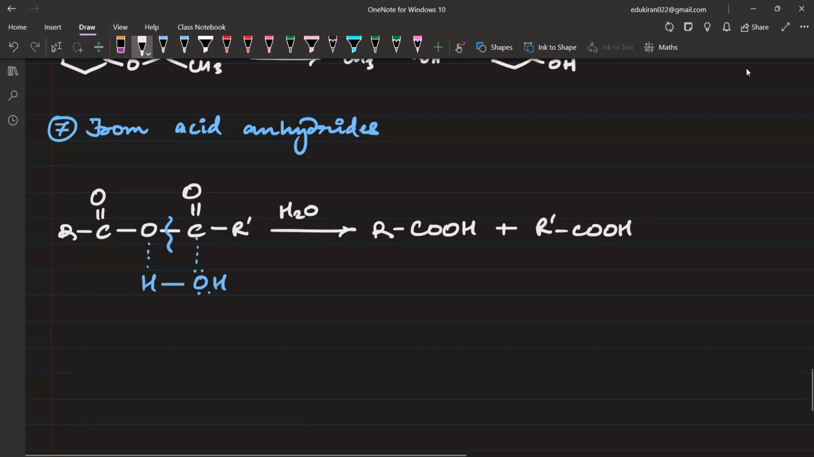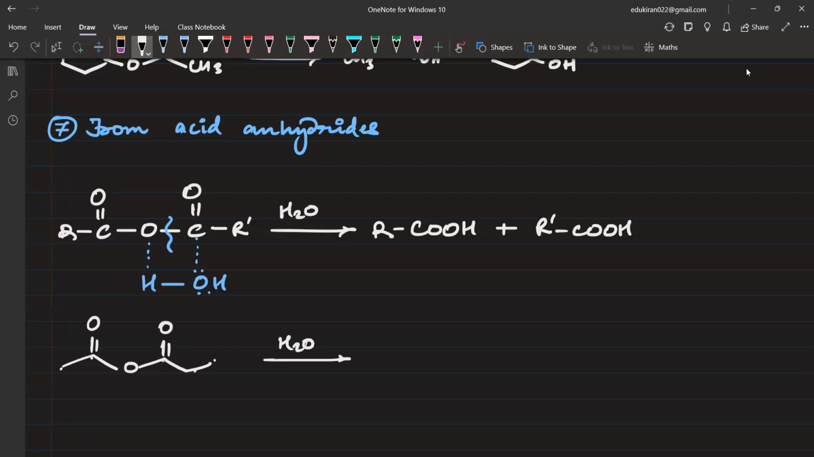Now, depending on the type of anhydride we have, let us suppose we have something like this: oxygen and three carbon atoms here. Here we have a double bond O. Here also we have double bond O. So here you have two carbon atoms. Here you have three carbon atoms. When you add water, you will get a carboxylic acid with two carbon atoms and OH. Plus you will get a carboxylic acid with three carbon atoms and COOH. That's it.